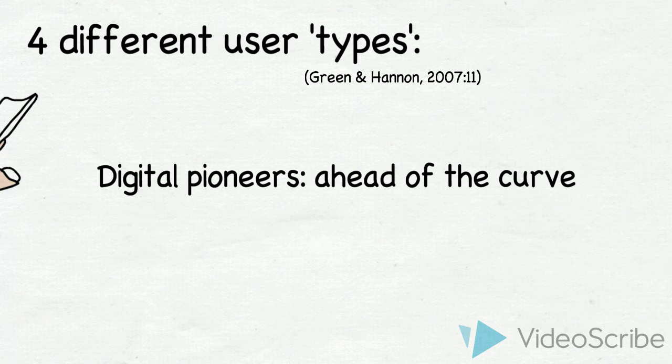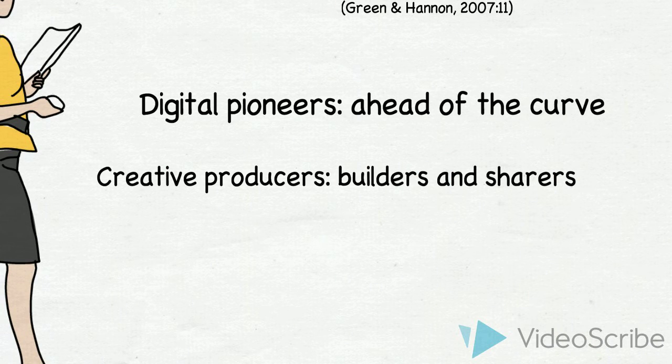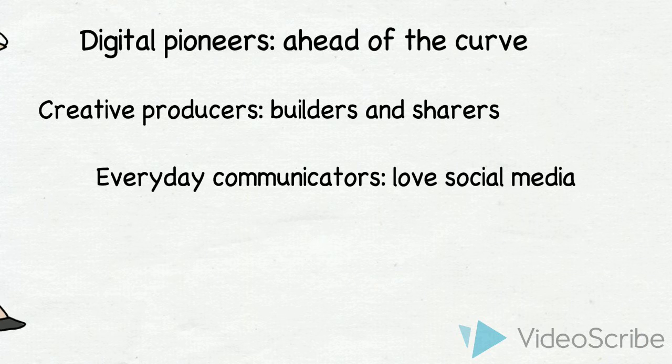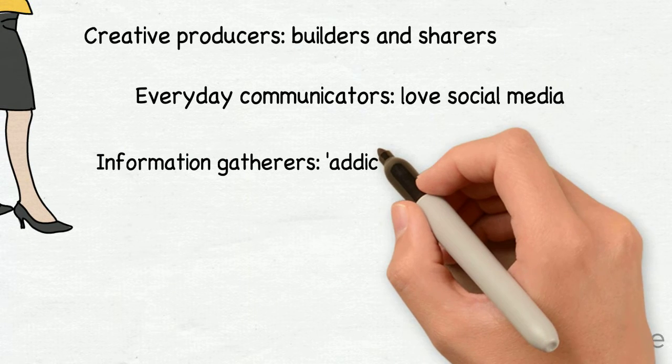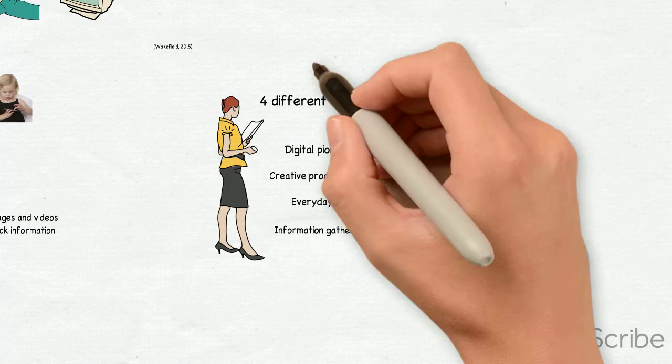Digital pioneers, users who are already ahead of the curve, blogging before the phrase had been coined. Creative producers, users who relish building websites, posting movies, photos and music to share with friends, family and beyond. Everyday communicators, a common type seen nowadays, they make their lives easier through texting and social media sites. And information gatherers, addicts of search engines like Google and Wikipedia, they love to research new topics online and deepen their understanding by exploring a range of sites.